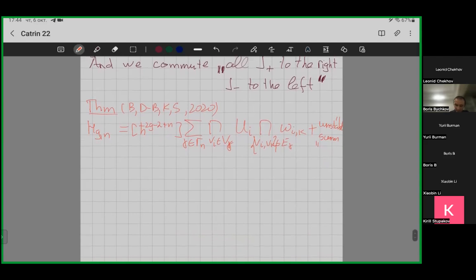So we have here a summation over all simple graphs. Gamma n is a set of simple graphs on n vertices v1, etc., vn, and the capital sets are its sets of vertices and edges of gamma.